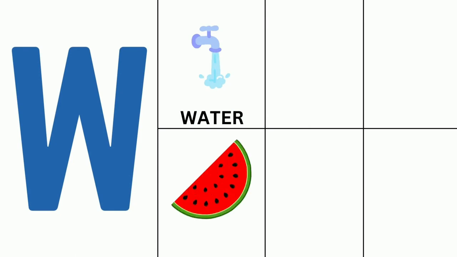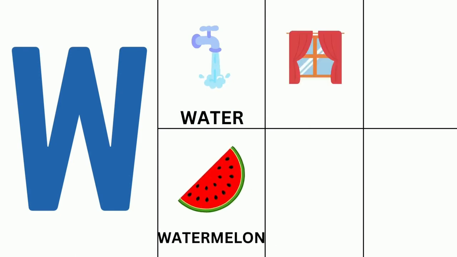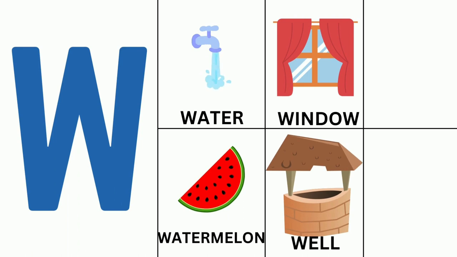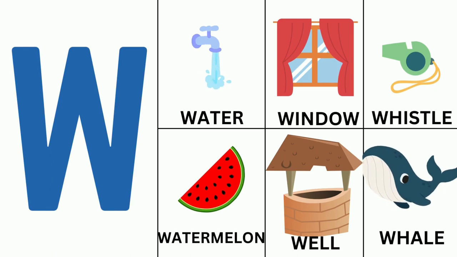W. Let's learn the word starts with W. W for water, W for watermelon, W for window, W for well, W for whistle, W for whale.